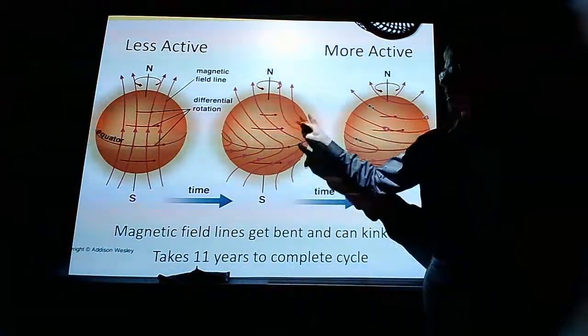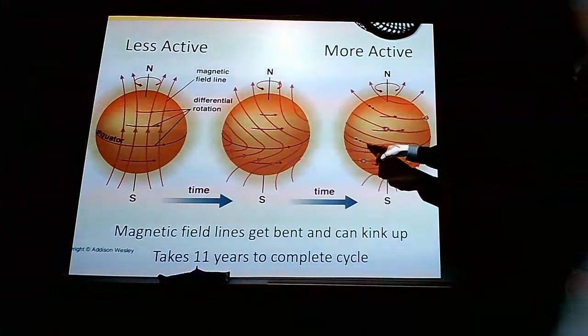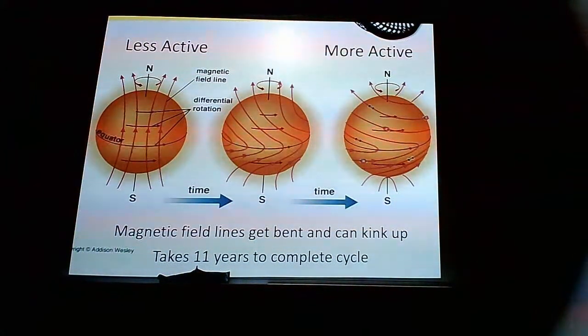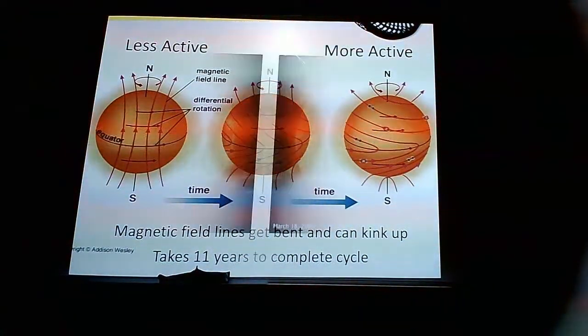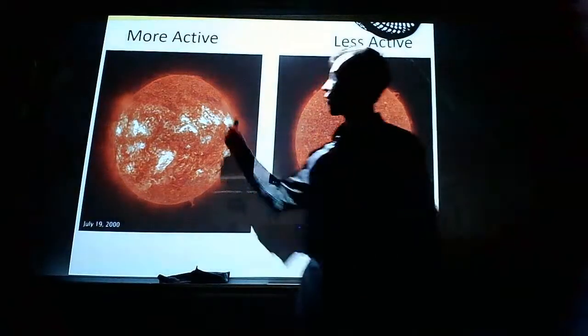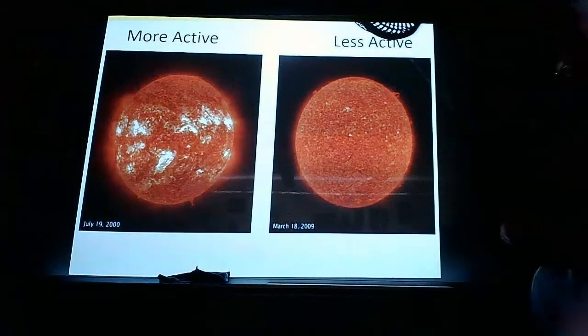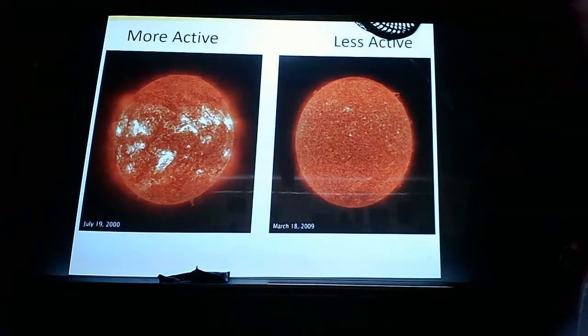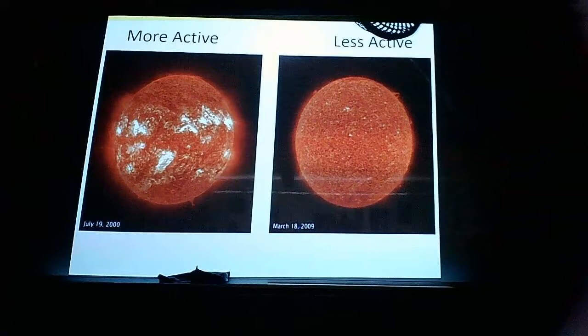And they make it all messed up. And eventually, over about 11 years or so, you get to a point where they're just bent totally out of proportion. And eventually they get so bent up that the entire magnetic field switches from north to south, and you start all over again. So it goes through an 11-year cycle like that. This is what it looks like when it's most active, when those magnetic field lines are getting all bent out of shape. And then when it flips and it gets all peaceful again, this is the sort of thing it would look like. So big, big difference there.